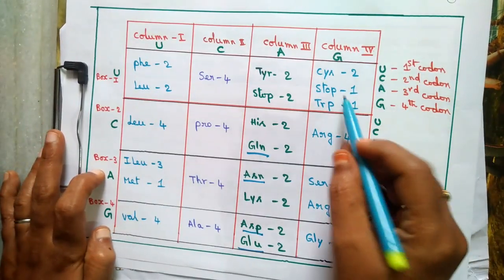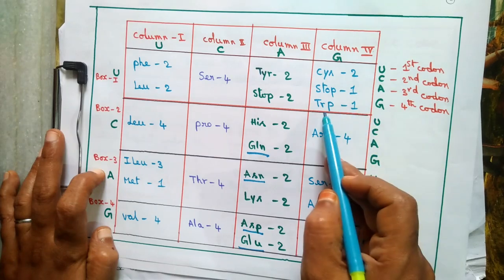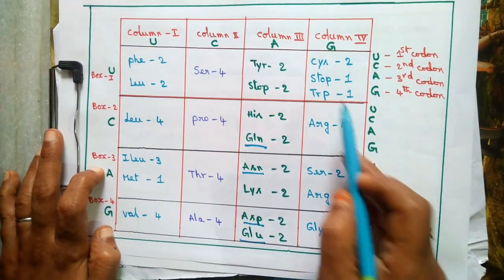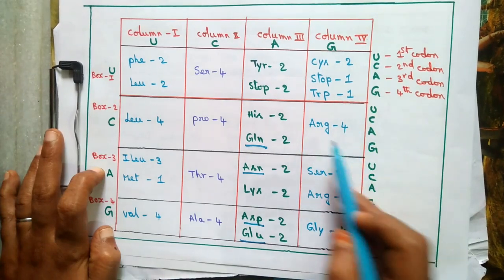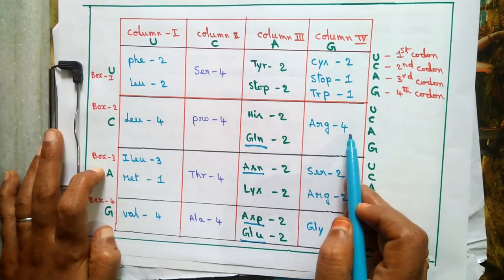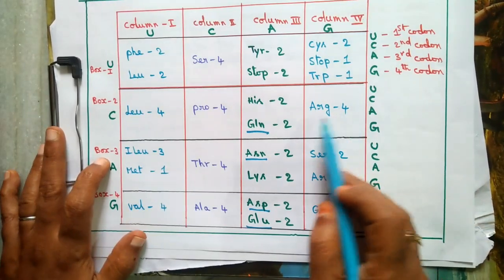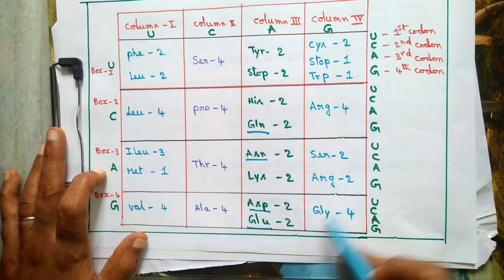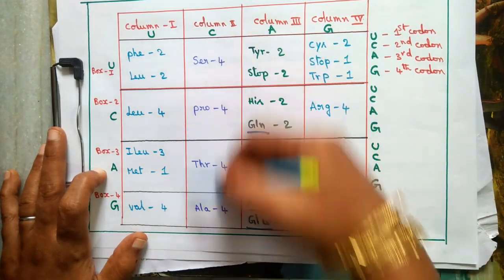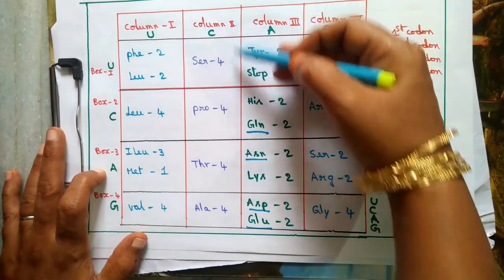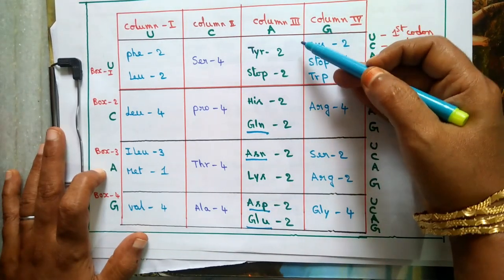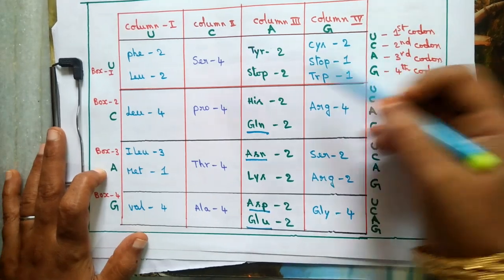Coming to the fourth column: cysteine 2, stop codon 1, TRP 1, that is tryptophan 1, meaning coded by 1 triplet codon. Arginine is an amino acid coded by 4 triplet codons of the second box of the fourth column. Serine 2, then arginine again 2, glycine 4. So we have to remember. Anyway, in the second column, each box has 4, 4, 4, 4 codons. Third column, each has 2, 2, 2 codons.